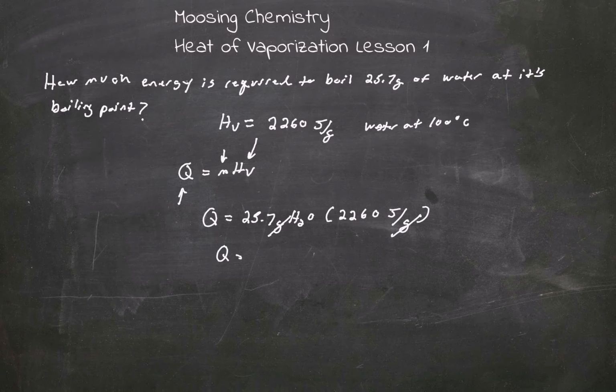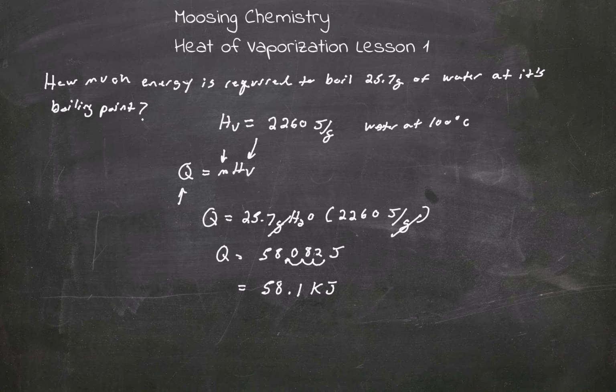It's going to take approximately 58,082 joules of energy. Now we can convert that into kilojoules, of course, by moving this decimal 1, 2, 3 spaces over, and Q would equal 58.1 kilojoules approximately.